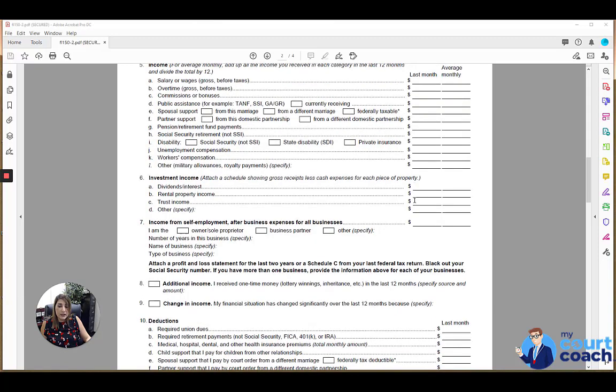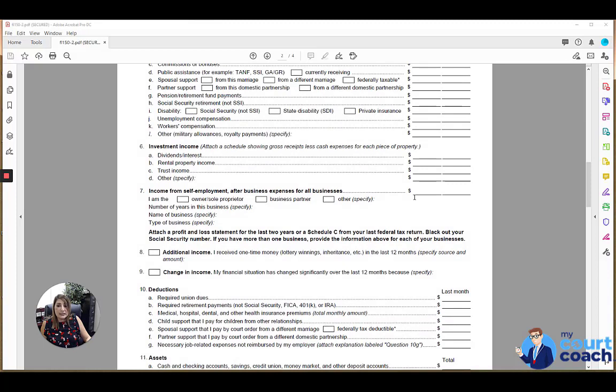If you have investment income, then you need to list that in field 6. And there's different types of investment income: dividends, interest, rental property income, trust income, other. Some of these, for instance, rental property income, you need to attach a schedule showing the gross receipts minus the expenses, kind of like a profit and loss statement for the rental property income.